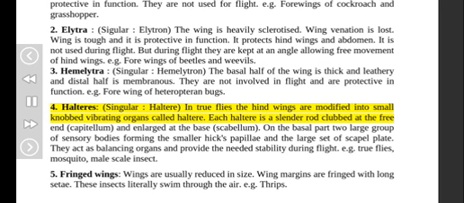4. Halteres, singular halter. In true flies the hind wings are modified into small knobbed vibrating organs called halter. Each halter is a slender rod clubbed at the free end, capitellum, and enlarged at the base, scabellum. On the basal part are 2 large groups of sensory bodies forming the smaller Hicks papillae and the large set of scapal plate. They act as balancing organs and provide the needed stability during flight. E.g., true flies, mosquito, male scale insect.